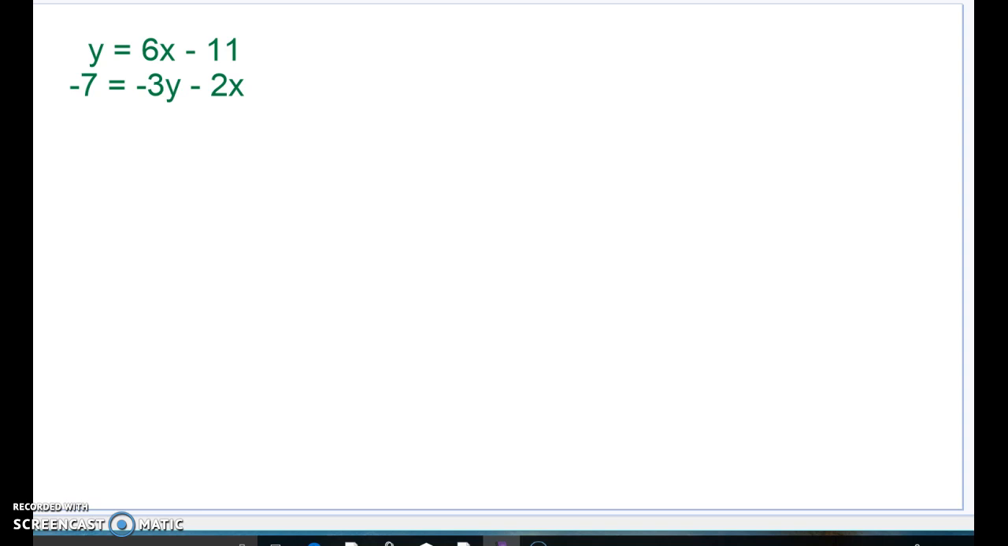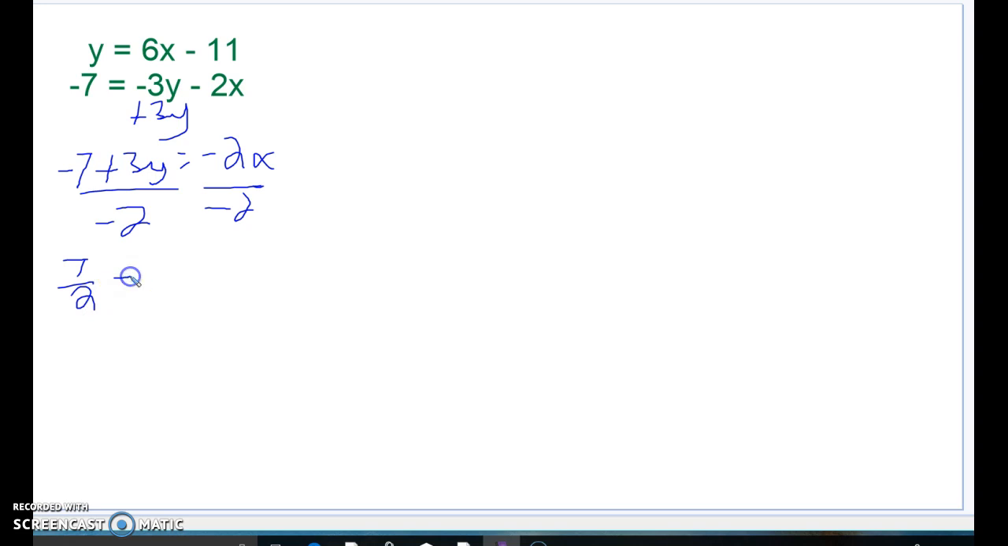So in order to solve for x, we need to add this 3y to both sides. So I'm going to get negative 7 plus 3y is equal to negative 2x. We need to solve for this x, which means that we need to divide everything in the equation by negative 2. So we're going to end up with 7 halves minus 3 halves y is equal to x. So now we have this value for x, that x is equal to 7 halves minus 3 halves y.